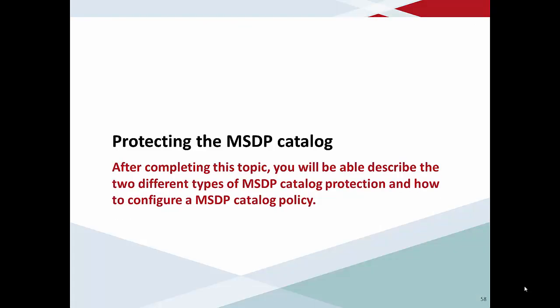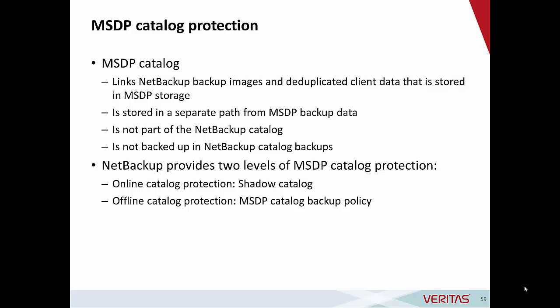This is the Protecting the MSDP catalog topic. Every media server deduplication pool has two types of information stored in it: the actual data that has been deduplicated, and an MSDP catalog, which is the metadata, the fingerprints that were used to identify duplicated data and that are critical to recovery of that data. Normally, the MSDP catalog is a separate path, although it is possible to have data and metadata on the same volume in a build-it-yourself MSDP setup.